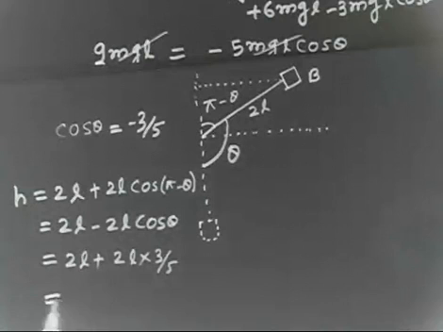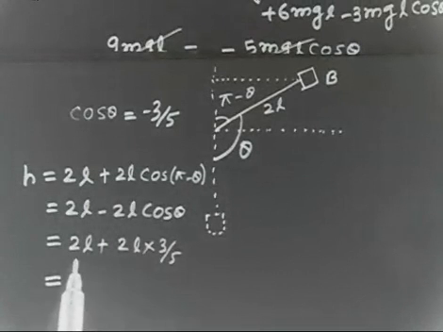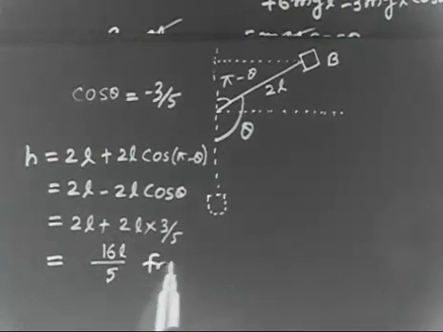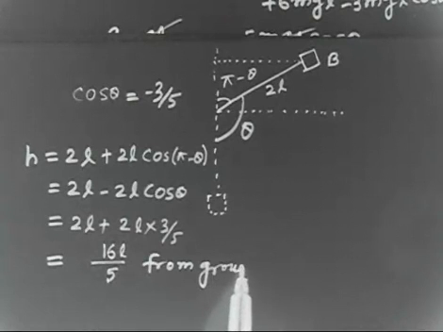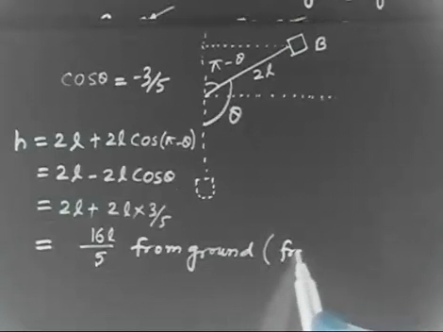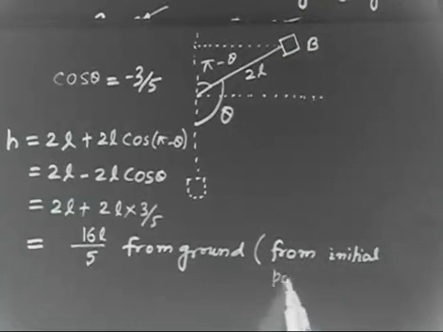So if I plug that value, 2L minus 2L times minus 3 by 5, minus minus is plus, so 5 into 2, 10 plus 6. Calculate this one. So what does this value come out to be? 10 plus 6, 16L by 5. Are you getting? So this is from the ground. This height is from the ground, that is from the initial position of B. So this height is from the initial position of B. Are you getting? So simple.